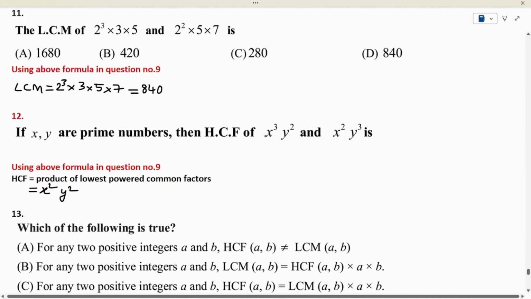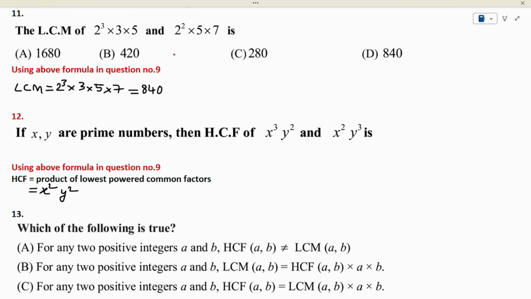See the question number 11. The LCM of 2 cubed into 3 into 5 and 2 square into 5 into 7. We know that to find out the LCM, directly we need to take all the factors. So 2, 3, 5, 7 are all the factors.